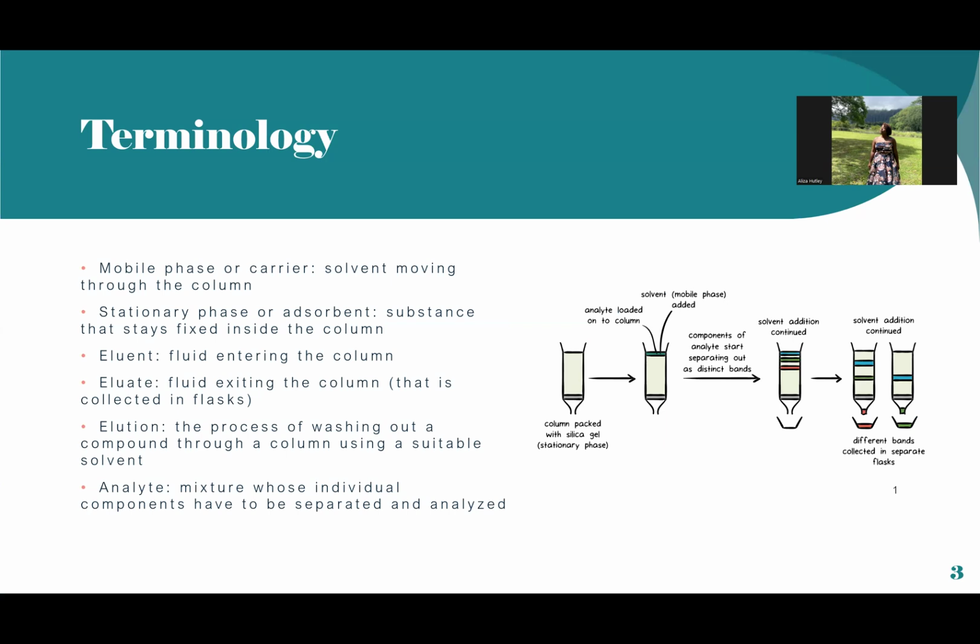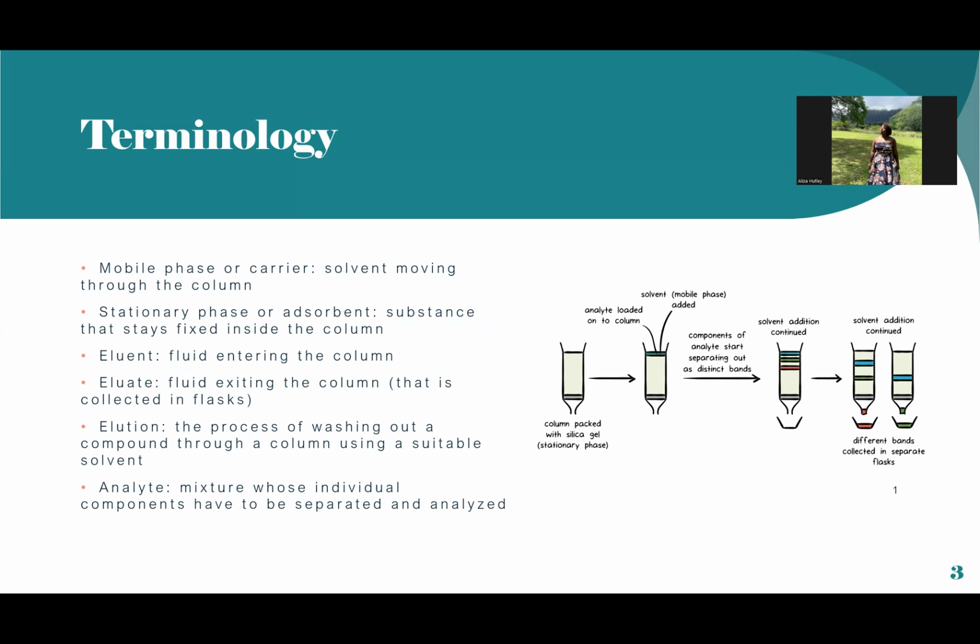The next term that you would want to familiarize yourself with is the stationary phase, which is essentially the adsorbent or the substance that stays fixed inside the column. So if you see the first depiction where it says column packed with silica gel, in this column you have your stationary phase. This is the phase that does not move, essentially.